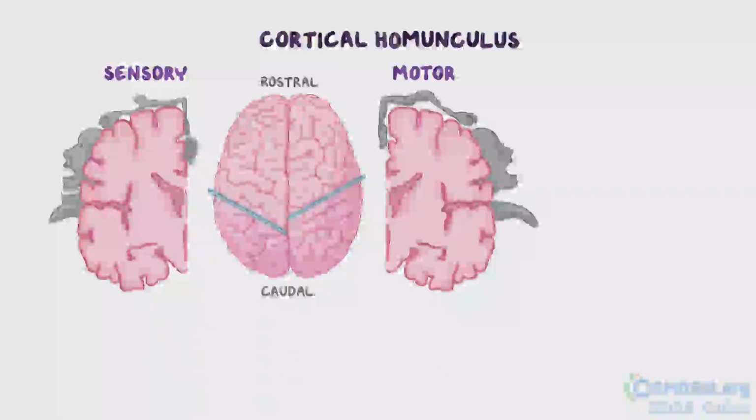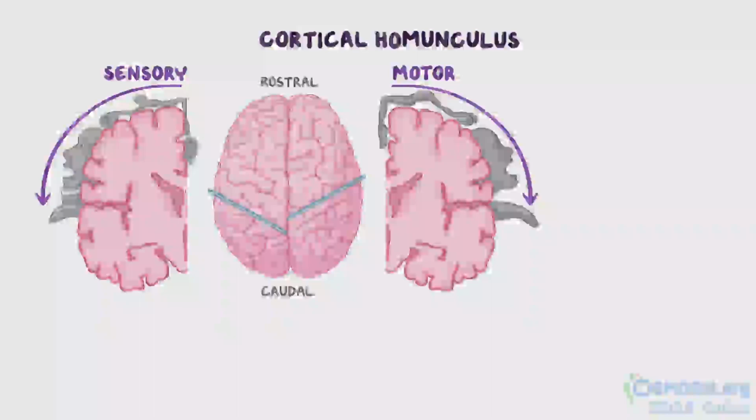The toes are represented first on the medial aspect of the cerebral hemisphere. Then, moving superiorly and then laterally, more superior parts of the body are progressively represented, until we see the face most lateral. The motor and sensory homunculi on each side of the brain correspond to motor and sensory functions on the opposite side of the body.